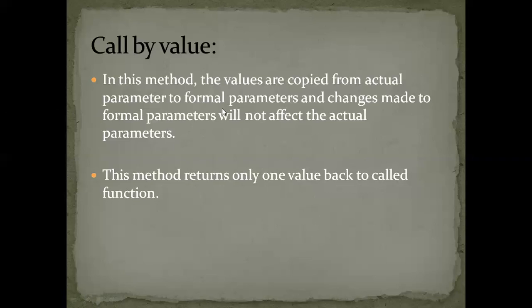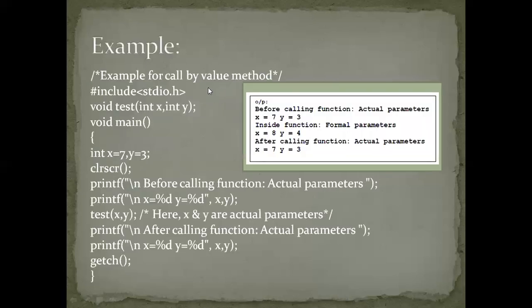Okay, so here we are going to pass or copy the actual parameters to formal parameters, and changes made to formal parameters will not affect the actual parameters. Just remember this, it is a very important thing. Whatever changes you make to the formal parameters will not affect the actual parameters. This method returns only one value back to the called function. Call by value is one of the most commonly used parameter passing mechanisms. So we'll see one example for the call by value method.